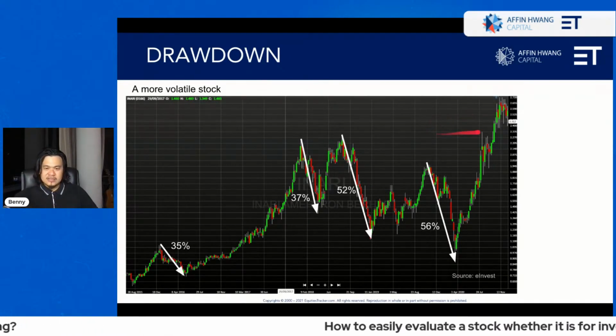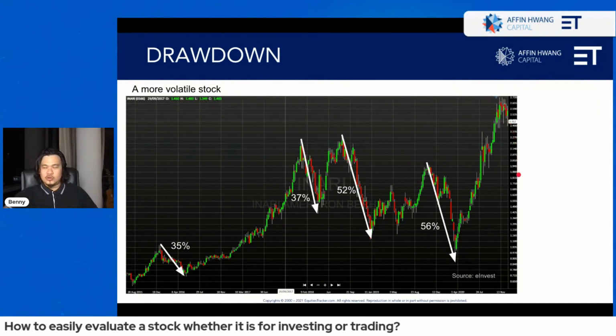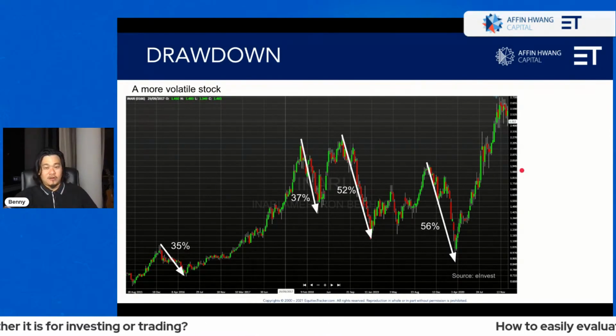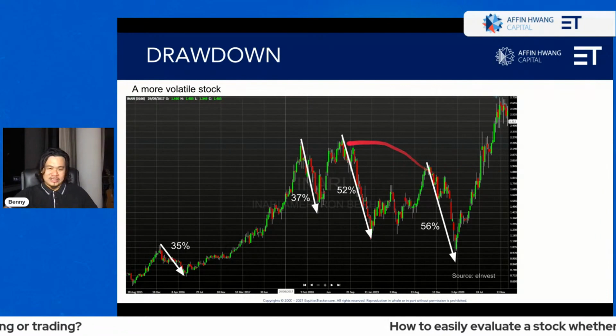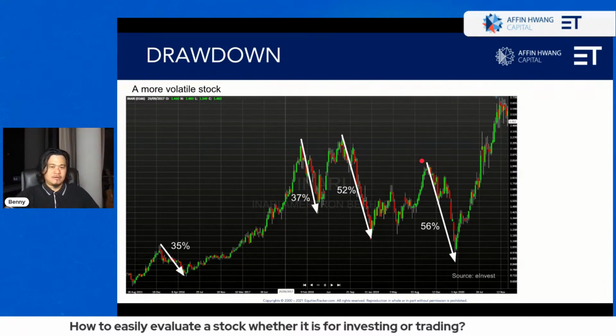Now in this case, if I'm going to buy at this high here, and the price does fall, if it falls 10%, it's normal. If it falls 20%, it's normal. If it falls 30%, it is normal. If it falls 50%, also normal, because it did fall 50, 52, and the biggest was 56% before. But you know what? Eventually, the stock recovered, isn't it?